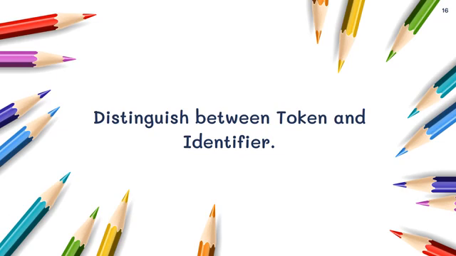Distinguish between token and identifier. What is a token? Each individual component of a programming statement is referred to as a token. What is an identifier? Identifiers are fundamental building blocks of the program, and they are used to name different components like variable, method and objects. We know 5 different tokens: keywords, identifiers, literals, punctuators and operators. Identifier is a type of token in Java.